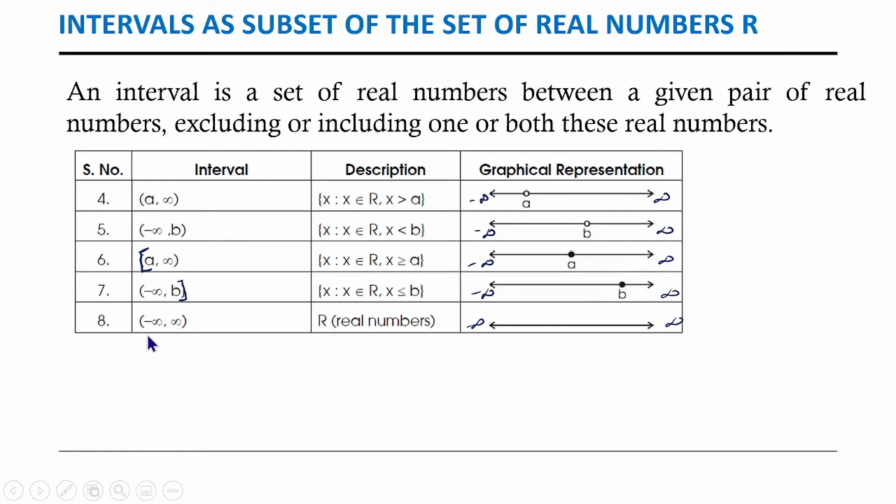Then we have the open interval minus infinity comma infinity. It is the set of real numbers. So it includes all those points from minus infinity to plus infinity. That is the set of real numbers.